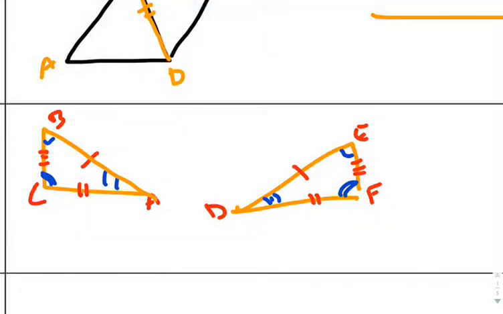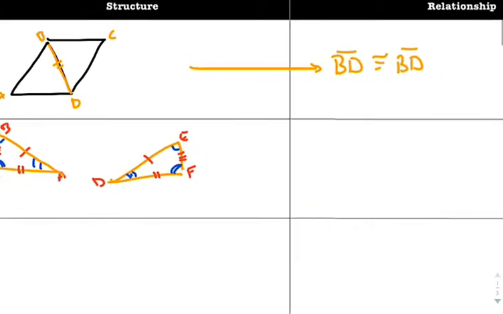Okay. So that's all it's saying. If I see triangles that have all matching information, I can tell the triangle ABC is congruent to triangle DEF.